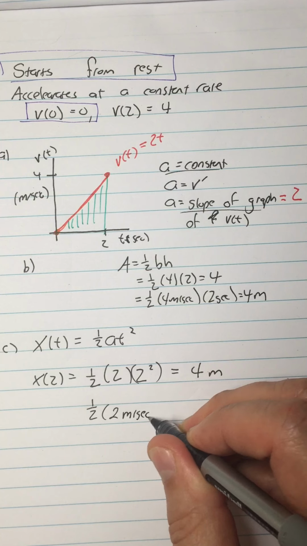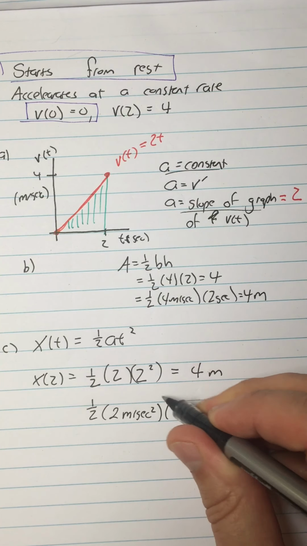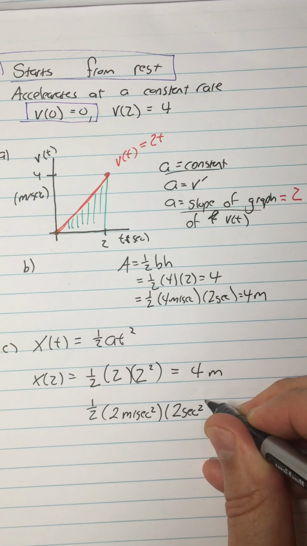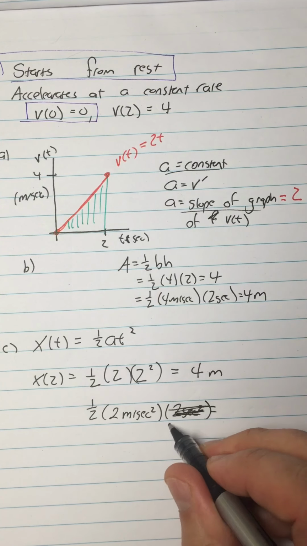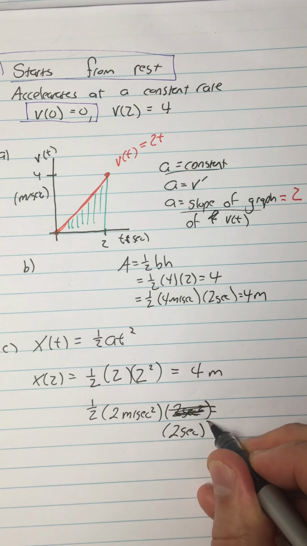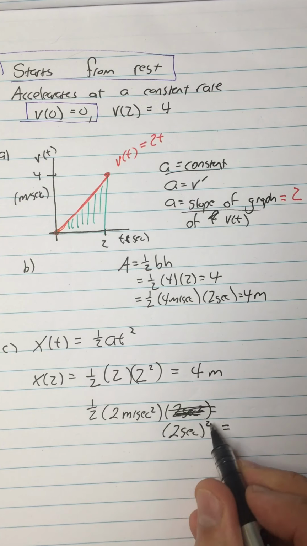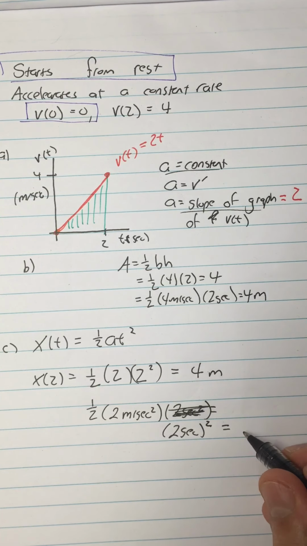Acceleration is measured in meters per second squared times 2 seconds squared is equal to, well, actually that's a lie. It's times 2 seconds squared, right? So then we square the seconds and then they cancel. So then we get 4 meters.